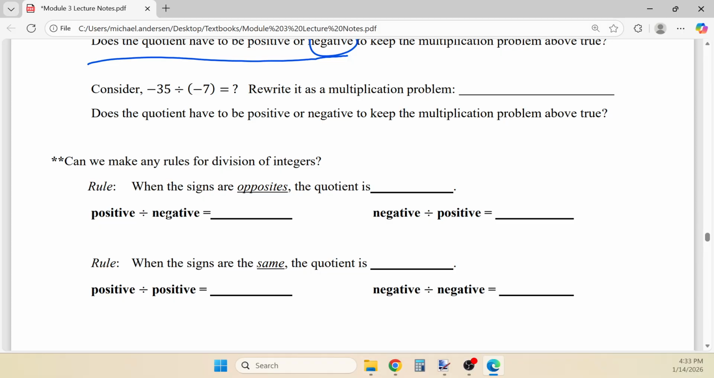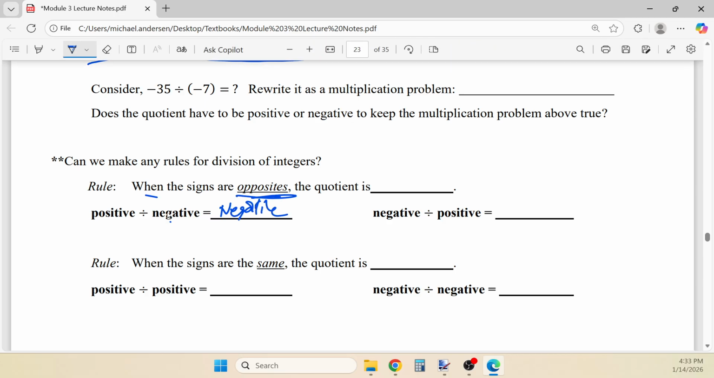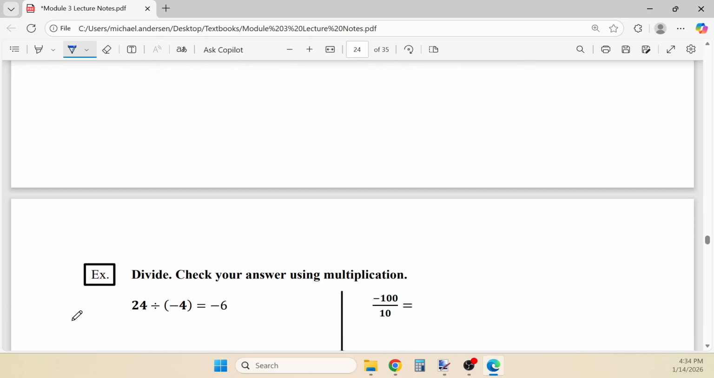So the signs are positive divided by negative has to be negative, because when the signs are opposites, the quotient is negative. When the signs are the same, the quotient is positive. Just like multiplication. So I'll let you do this one, and this one yourself. And if you get stuck, then you can ask me.